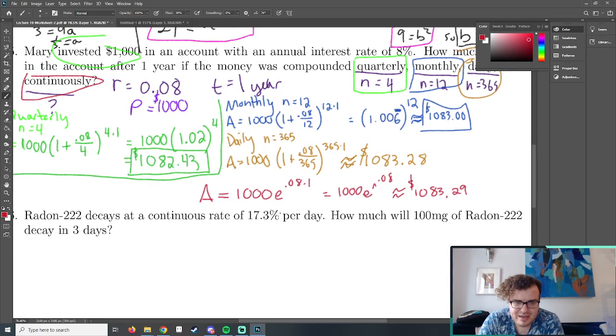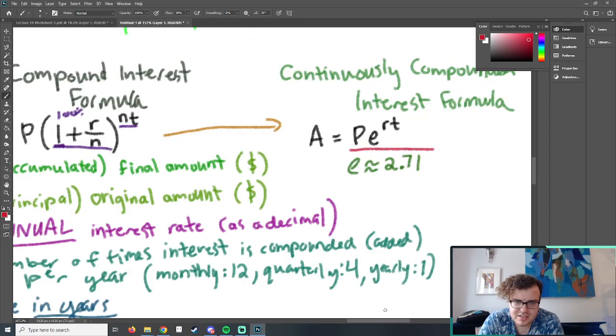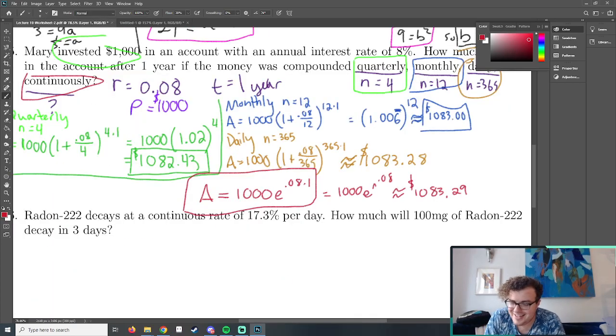Now, the nice thing about this last formula that we did, A equals P times E to the RT, which sometimes people just call PERT because it kind of spells out the word PERT, is that it doesn't just apply to interest. It turns out that this number that Bernoulli found was so important to how exponential relationships work in the world that it applies to a whole bunch of other things. One of those is something called radioactive decay.